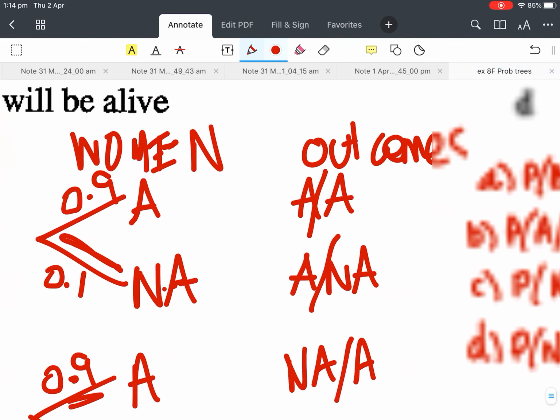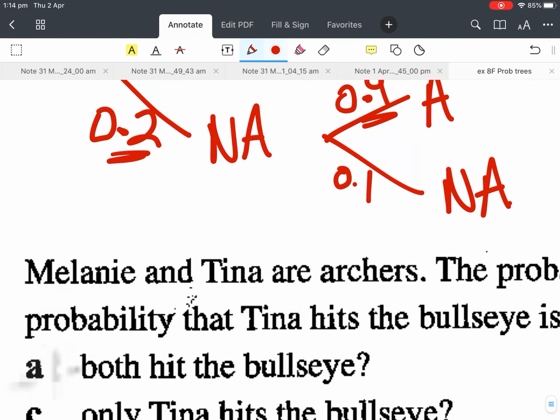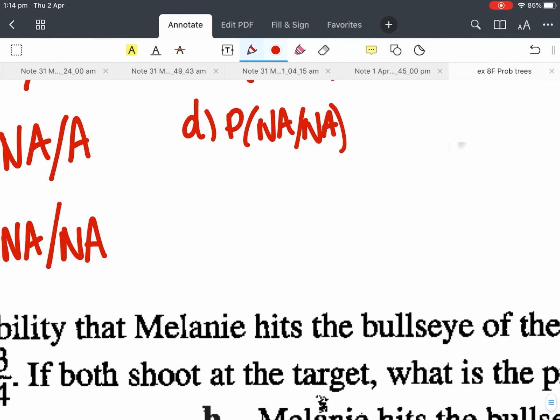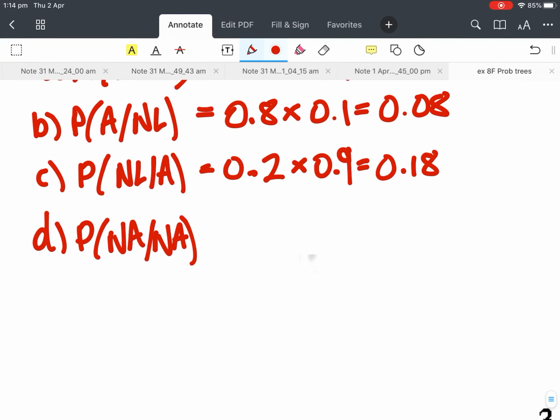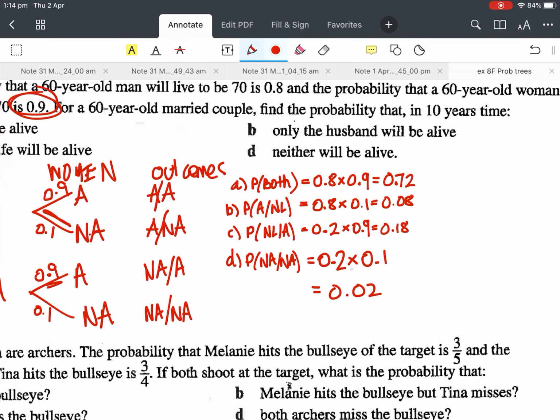And last but not least, both of them unfortunately have perished. So the man has perished is 0.2. The lady has perished is 0.1. So I need to write 0.2 times 0.1, and that gives me 0.02. Okay, so there you go. There are the answers to that one.